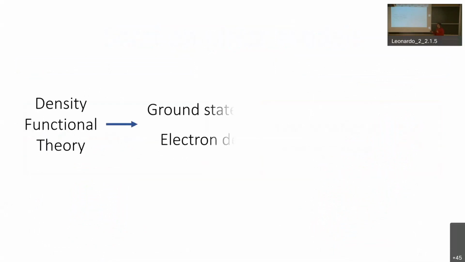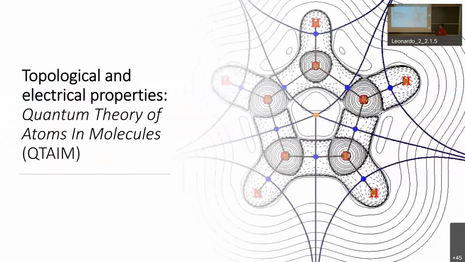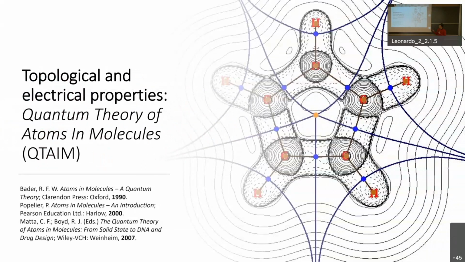The question now is, now that we have the ground state energy and the electron density, how do we obtain information about the material properties? Fortunately, several theories have been developed with this purpose, and the most established one is the quantum theory of atoms in molecules, also called QTAIM, which helps to find the topological and electrical properties starting from the electron density of the system.